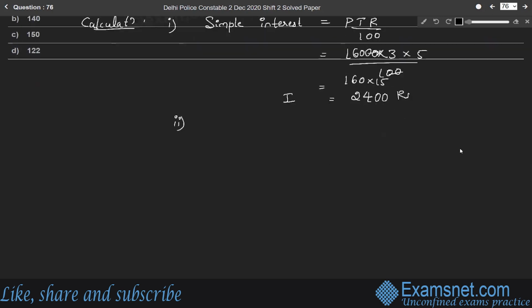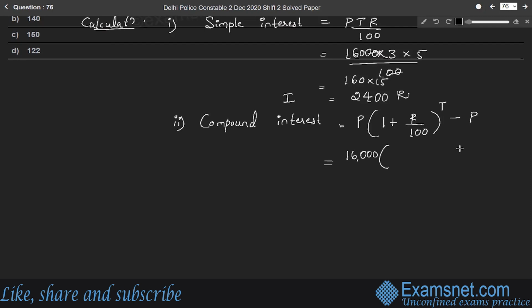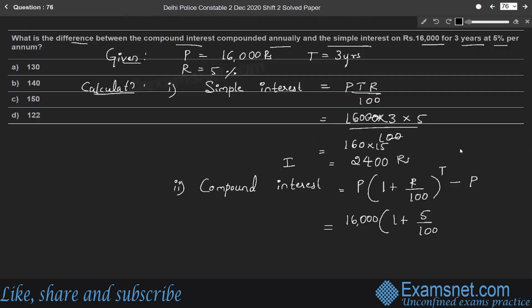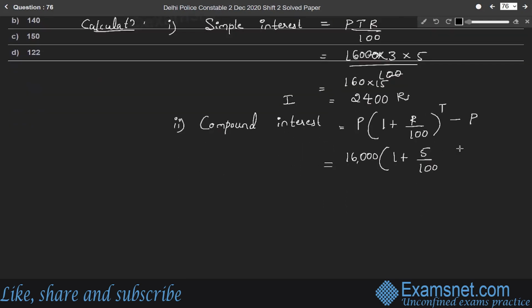Our next part is compound interest. Compound interest is equal to, by formula, P principal into 1 plus R by 100, rate by 100, to the power of period, minus principal, right? Therefore, principal amount is 16,000 into 1 plus the rate of interest 5% by 100, to the power of time period 3 years, minus principal 16,000.